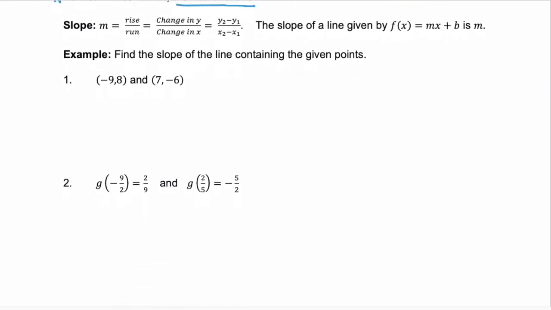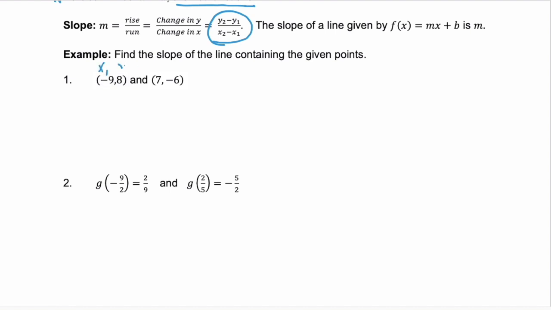Now, remember the equation for slope. It's also referred to as rise over run, but I'd prefer you remember it as y2 minus y1 over x2 minus x1. It's your change in y divided by your change in x. Now, how do you find the slope if you're given 2 points? Well, we're going to use that y2 minus y1 over x2 minus x1.